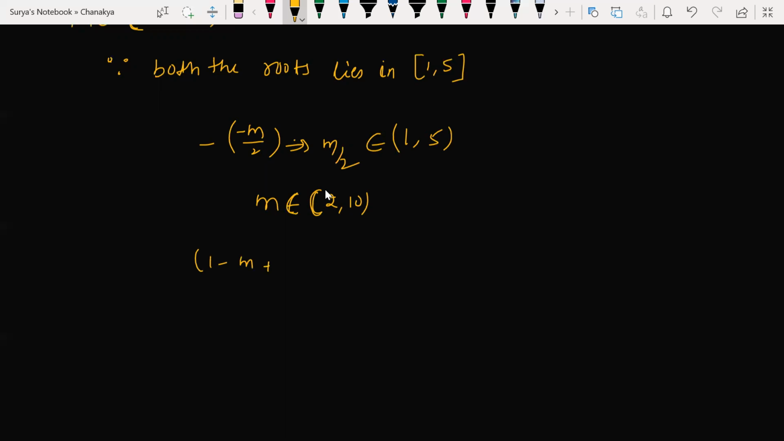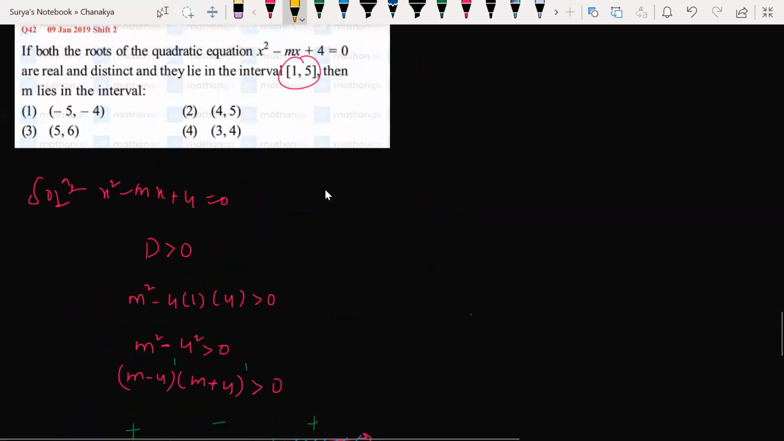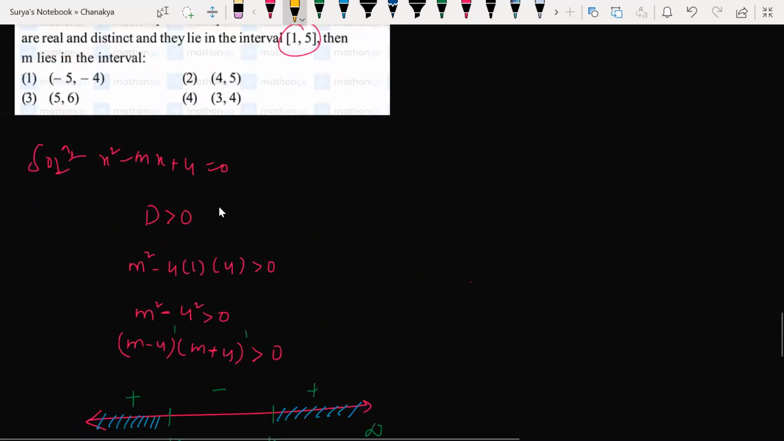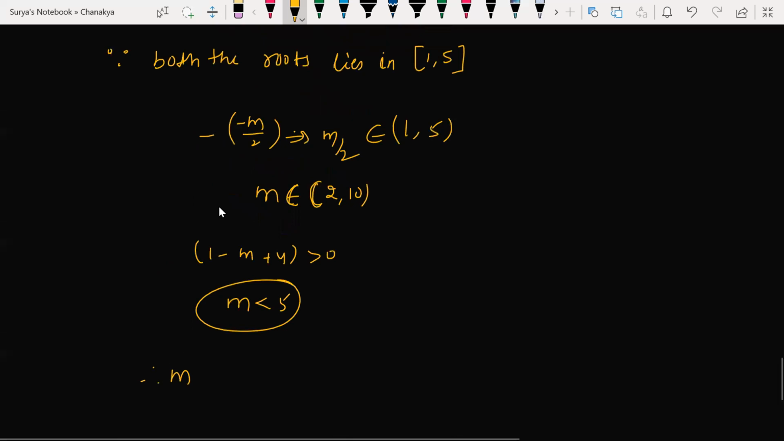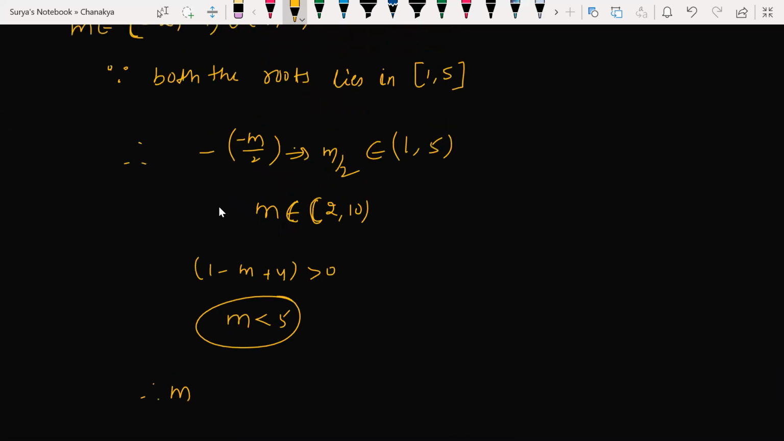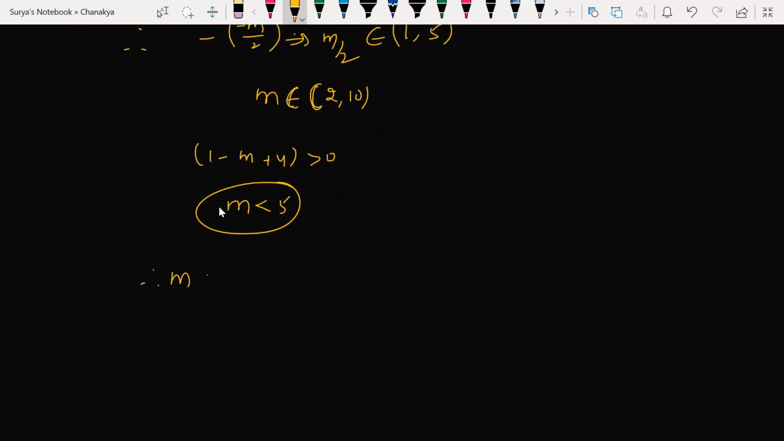And 1 minus m plus 4 greater than 0. I substituted 1, so 1 minus m plus 4 greater than 0. So what is going to happen to the m value? m less than 5 after solving this. Therefore, m belongs to minus infinity to 5. Correct?